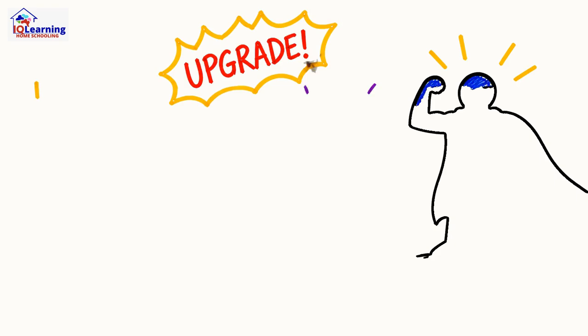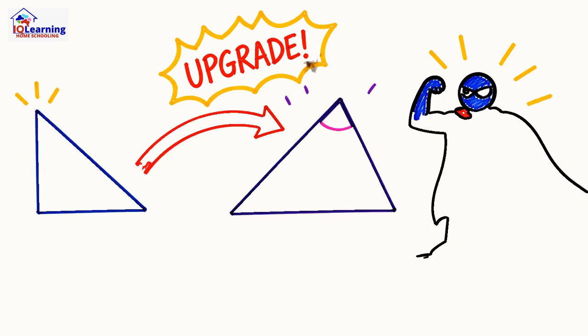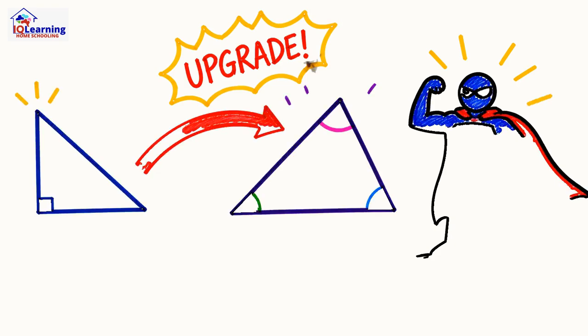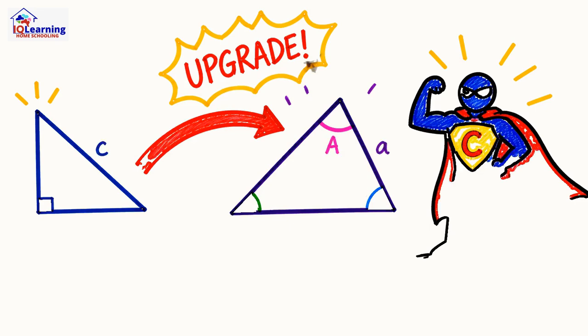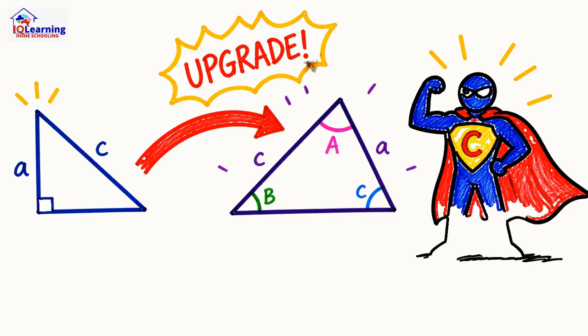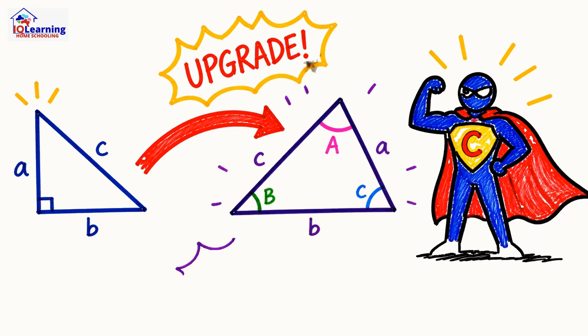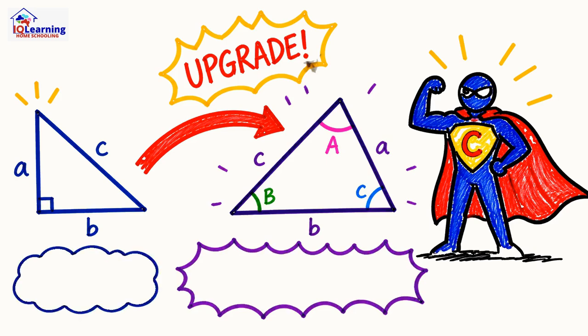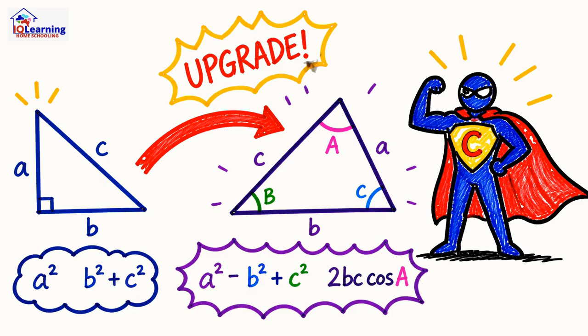This is where the cosine rule steps in. Think of it as Pythagoras on steroids. It starts with the familiar a squared equals b squared plus c squared, but adds a correction factor that makes it work for any triangle, not just right-angled ones. It's your go-to tool for 2 key situations, when you have side angle side or when you have side side side.